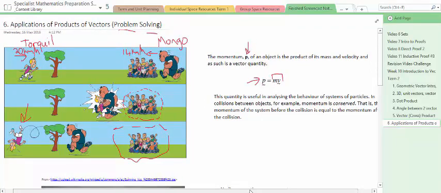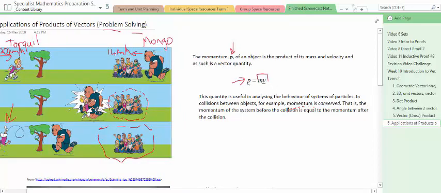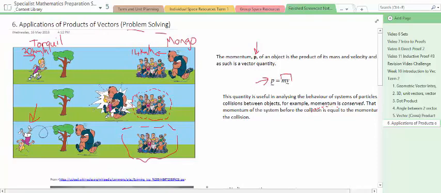So we are interested in analysing the behaviour of systems of particles in collisions between objects, for example, like those two players, where one's head came off. Momentum is conserved. That means it's the same before a collision and remains the same after a collision.